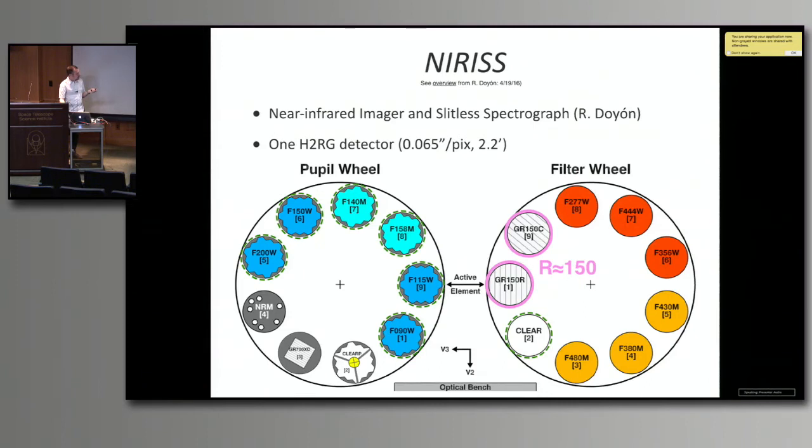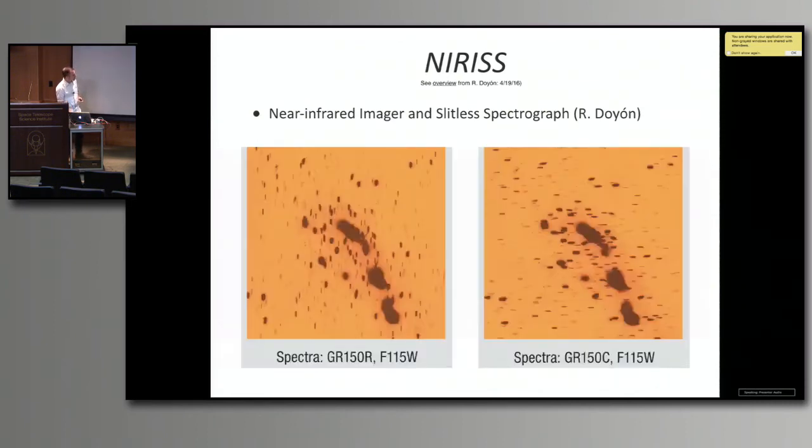And in practice and observations, you then cross these grisms with one of these elements in the pupil wheel, which are the wideband filters that are basically designed to match the NIRCam short wavelength wide filters. So going from 0.9 microns up to 2 microns, or the K-band. Okay, and so this already provides an interesting capability that's not available with Hubble with these 2 grism elements.